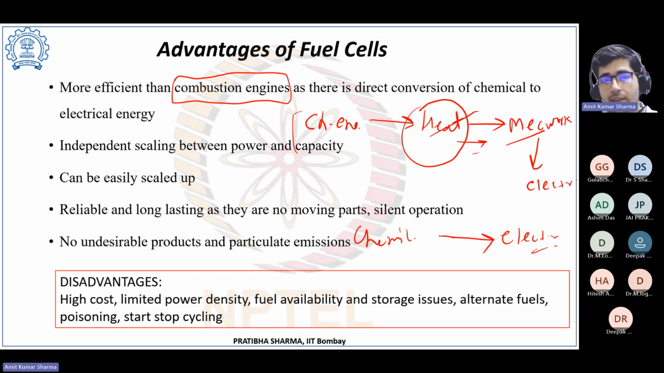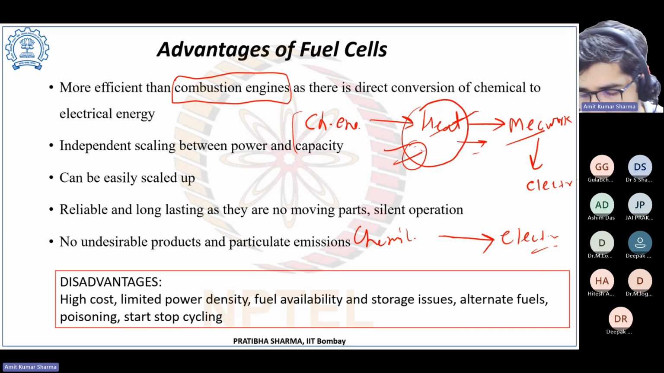And this is limited by the Carnot efficiency. But in the fuel cell, there is no such limitation because we are directly converting the chemical energy to electrical, and we are not having combustion. If you have combustion and you produce heat, there will be so much entropy generation and irreversibilities, and you cannot reduce those irreversibilities, and that will reduce the net energy output. So basically in a fuel cell, we are directly converting chemical to electrical.